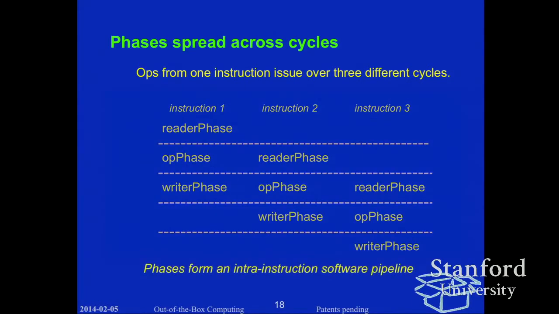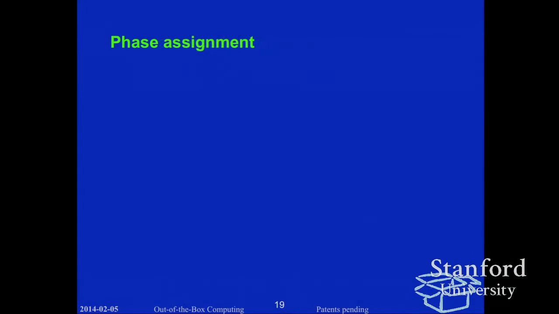Now, one way of looking at this is that the phases form an intra-instruction software pipeline. Values get passed from one to the next over multiple cycles, but still within one instruction, the way that a software pipeline loop does. It's an analogy. It can't be pushed too far, but it's a way of thinking about it.